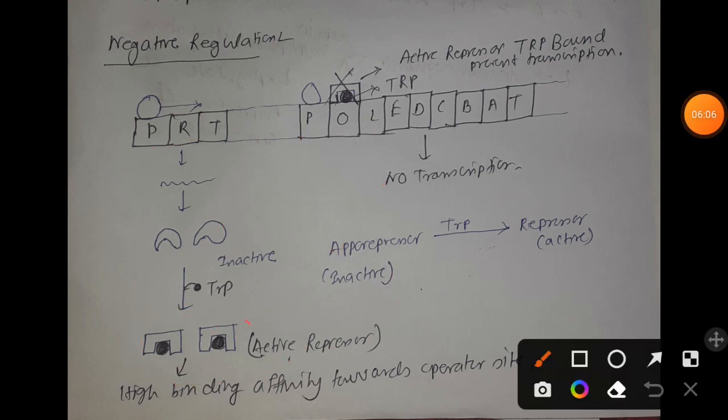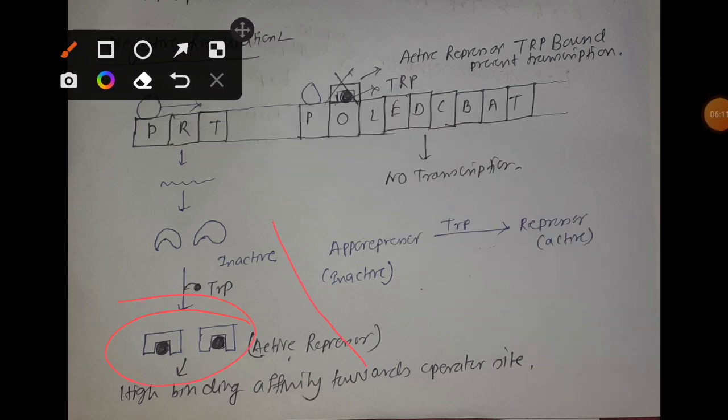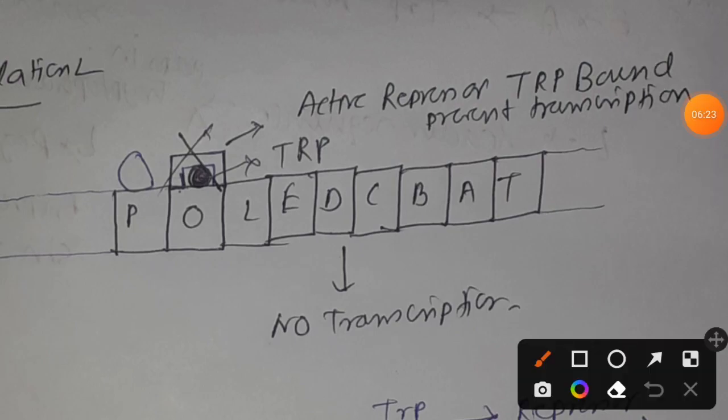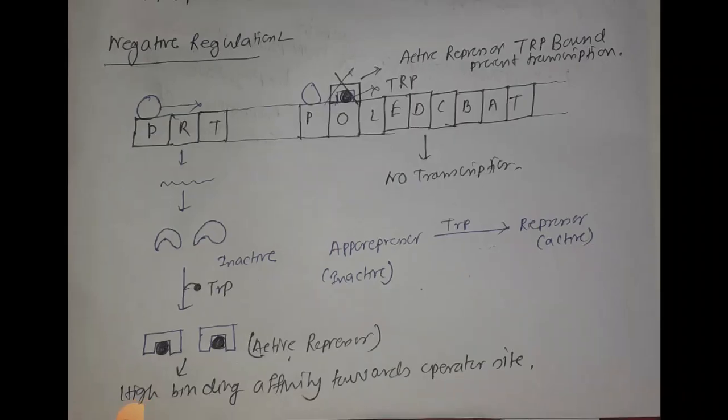And those active repressors have a high binding affinity towards their operator site of the structural part, okay. So they will bind over here, and as a result, RNA polymerase is now experiencing an obstacle in its way, so it cannot transcribe happily, right? So the active repressor TRP bound prevents their transcription, okay.